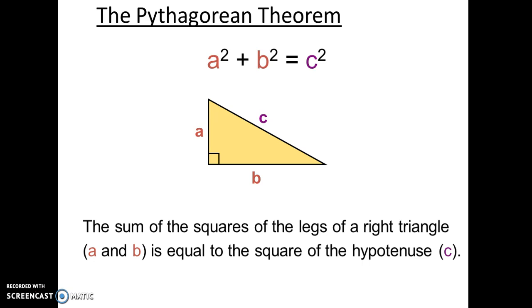So the Pythagorean theorem connects the legs and the hypotenuse. The Pythagorean theorem states that a squared plus b squared equals c squared. That means the sum of the squares of the legs, so you have the two legs, the squares of the legs, and the sum of those is equal to the square of the hypotenuse. So the hypotenuse squared.